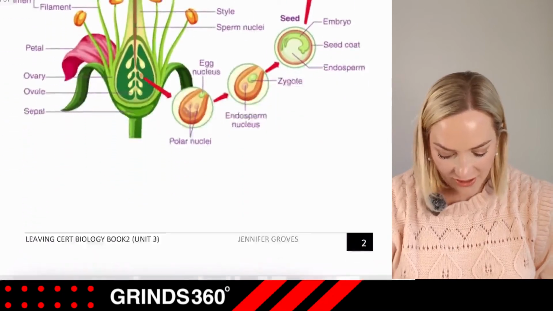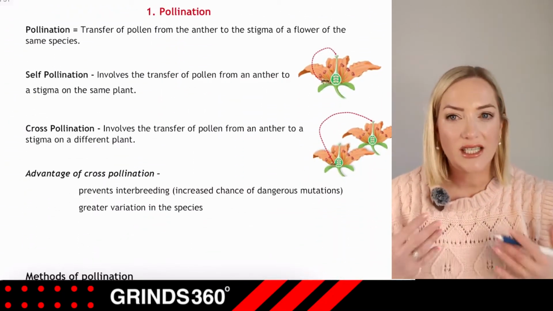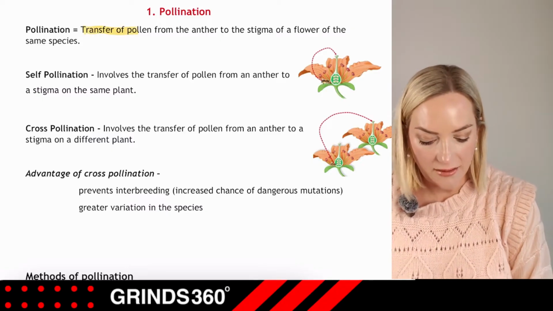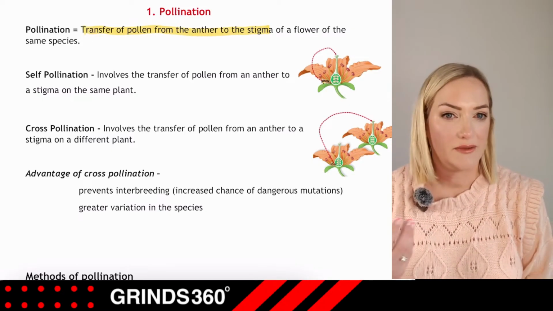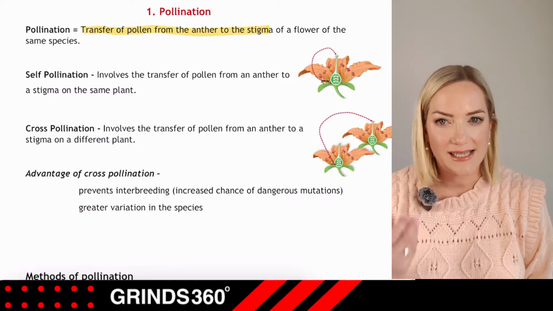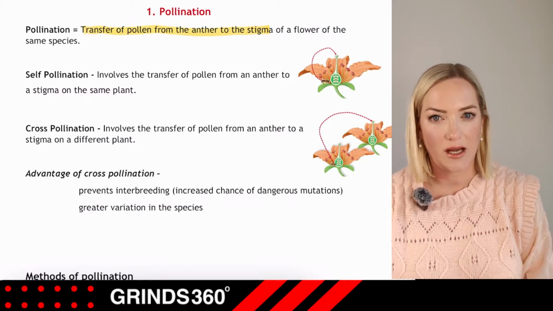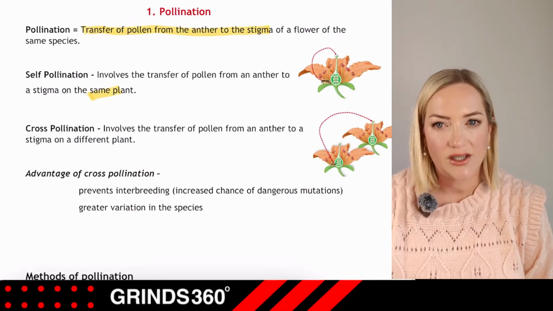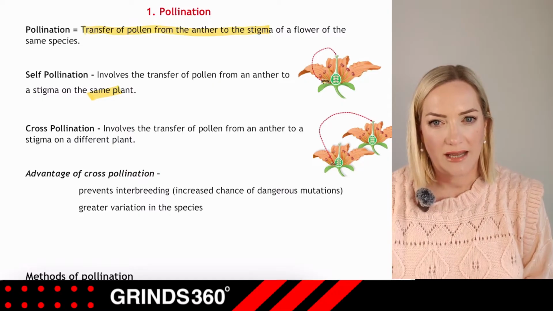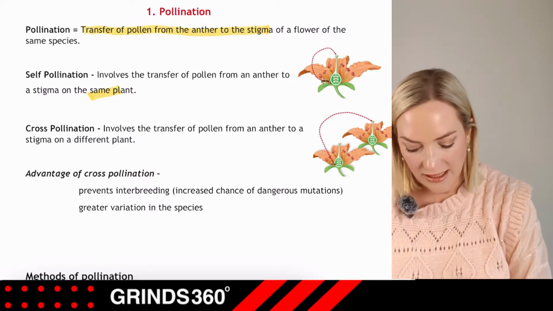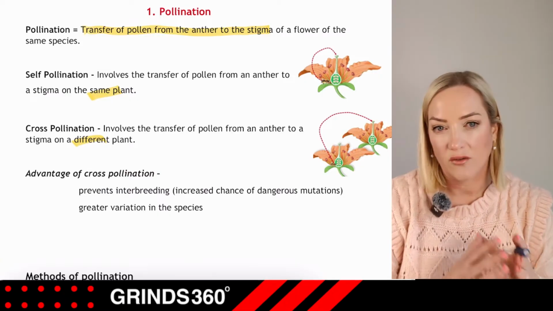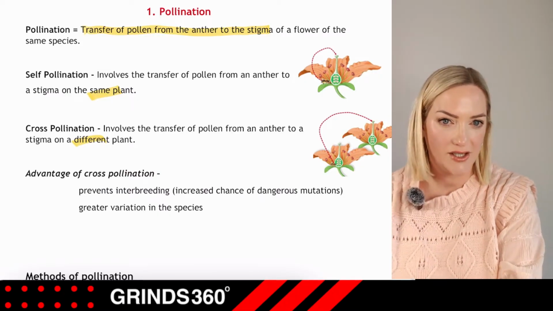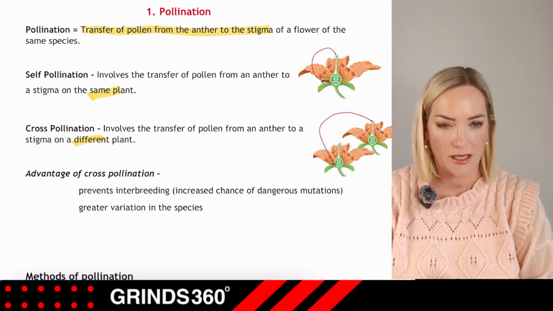So let's look first at pollination. You need to know the definition of pollination. It's the transfer of pollen from the anther to the stigma of the flower of the same plant, if asked. Now, self-pollination involves the transfer of the pollen from the anther to the stigma of the same plant, and then cross-pollination involves the transfer of the pollen from the anther to the stigma of a different plant. So you need to show the direction of where that pollen is going, from where to where. Is it the same plant for self-pollination, or is it a different plant for cross-pollination?